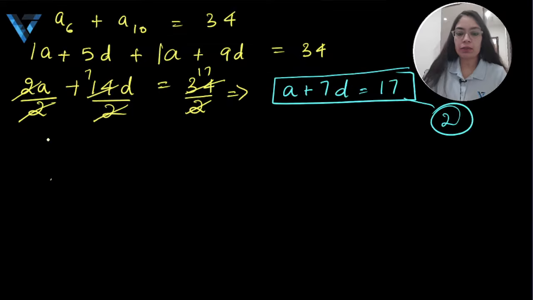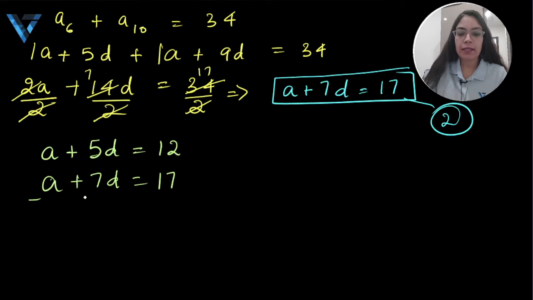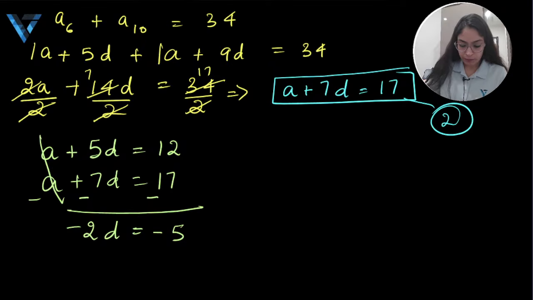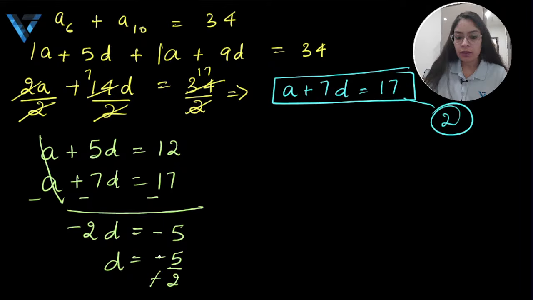A plus 5D equals 12 was the first equation, and the second one is A plus 7D equals 17. Let's subtract. A minus A gets cancelled, so 5 minus 7 is minus 2D, and this equals 12 minus 17, which is minus 5. So D equals minus 5 by minus 2. The minuses cancel, so D equals 2.5.